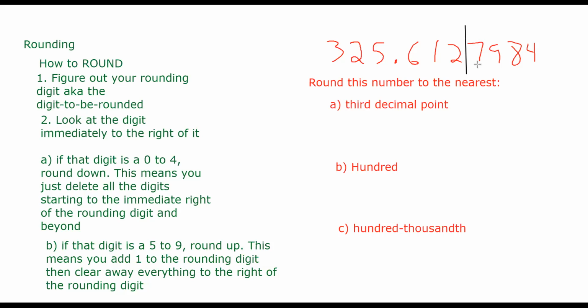Now, this digit immediately to the right is a 5 to 9. So I round up. I add 1 to the rounding digit, and I clear the rest away. So everything before the rounding digit stays the same: 325.61. The 2, I add 1 to it to get 3, and then the 7984 is gone. It's cut off. Does that make sense? That's how I round to the nearest third decimal point.